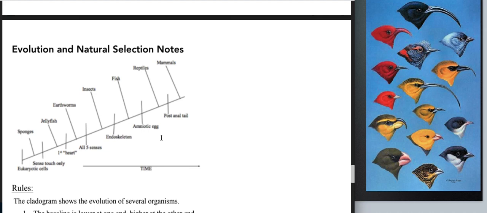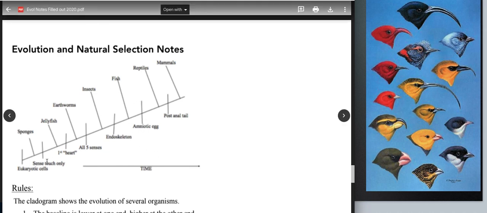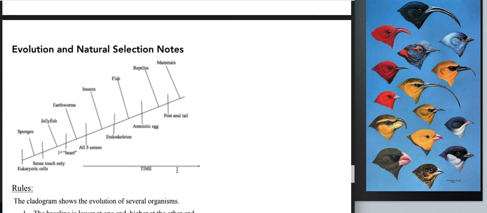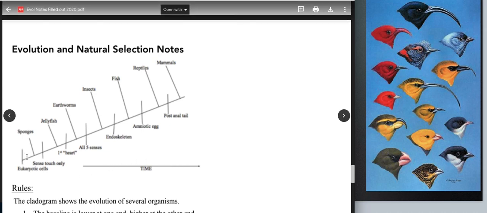Okay? Now, the way a cladogram works is this diagonal line is called a baseline. This down here shows you how time works. So the low end of the diagonal line is the longest to go.